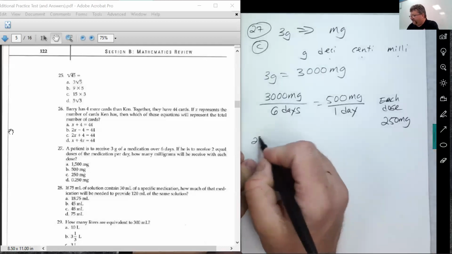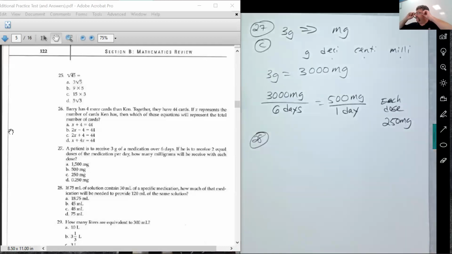All right, 28. If 75 milliliters of solution contains 30 milliliters of a specific medication, how much of that medication will be needed to provide 120 milliliters of the same solution? Lots of proportions on this exam, okay? Direct proportions, okay? These things directly vary. We can set it up just like equivalent fractions, okay? Pay attention to our units. Now, in this case, everything's milliliters, so we just have to pay attention to one of them.